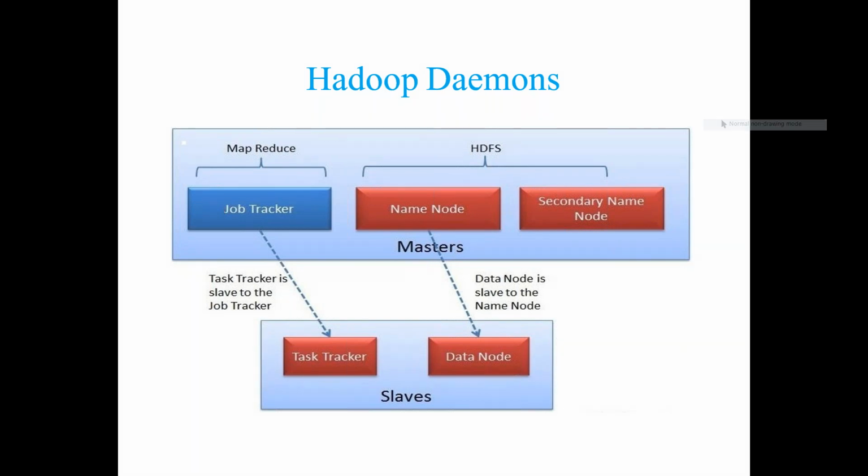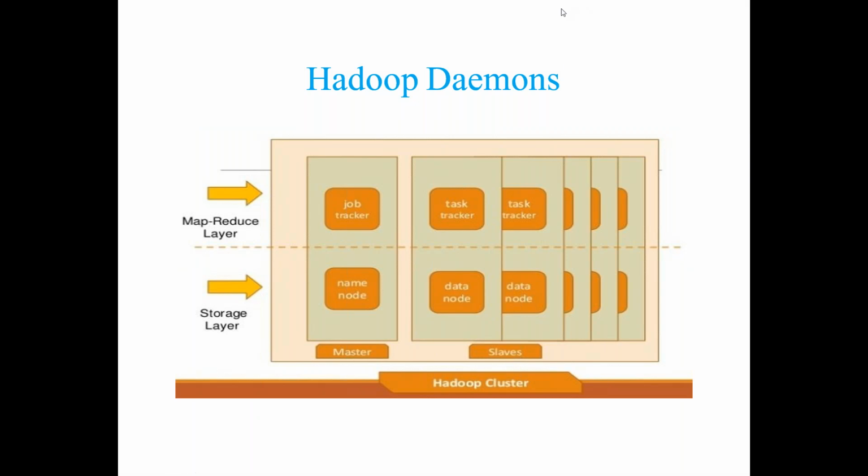Let us put it in a different way. We have the storage layer in Hadoop, which is nothing but HDFS, and we have the MapReduce layer. In the storage layer, that is in HDFS, the name node is going to act as a master, and a bunch of data nodes are going to act as slaves. And coming to MapReduce, the job tracker is going to act as a master, and a bunch of task trackers are going to act as the slaves.